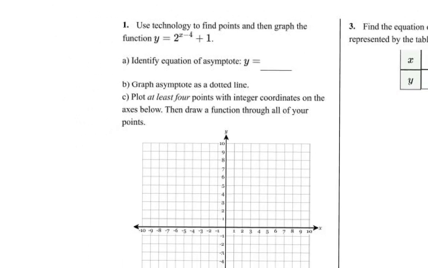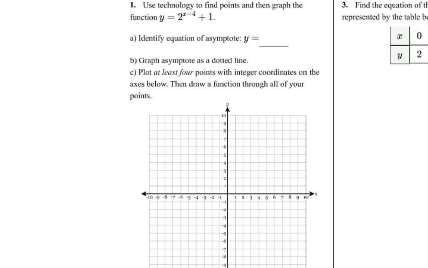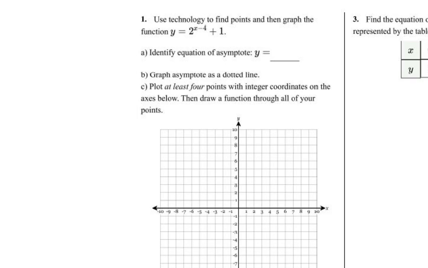Alright, so let's look at this one. We did one like this last lesson, and we're going to use our calculator to create our table with our points. But let's identify some of the main things about this graph and also look at the transformations from the parent graph. Remember, the parent graph is y equals b to the x, where a is 1.